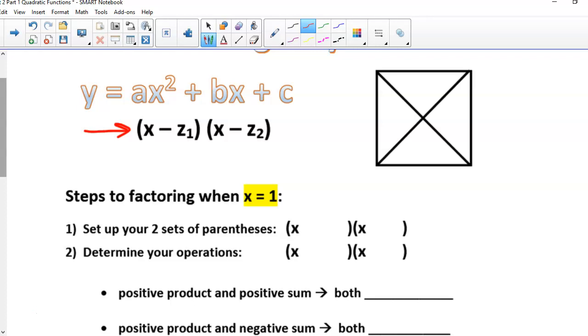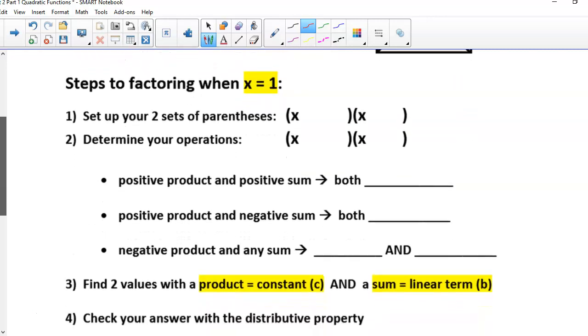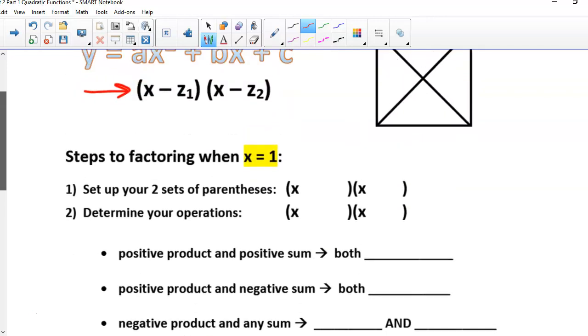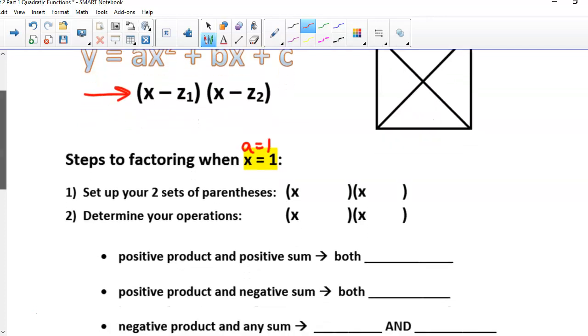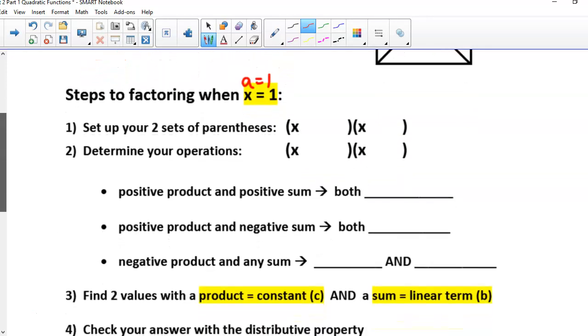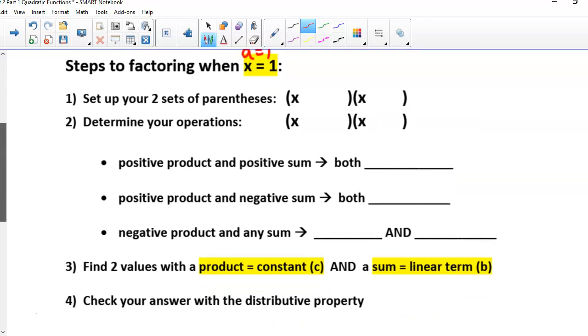So the steps that we need to use when we're factoring when a equals 1, so that coefficient of x squared is 1. We're going to set up our parentheses as x plus or minus something times x plus or minus something. And then we need to figure out what our operations are. Is it plus, is it minus, or is it a plus and a minus?